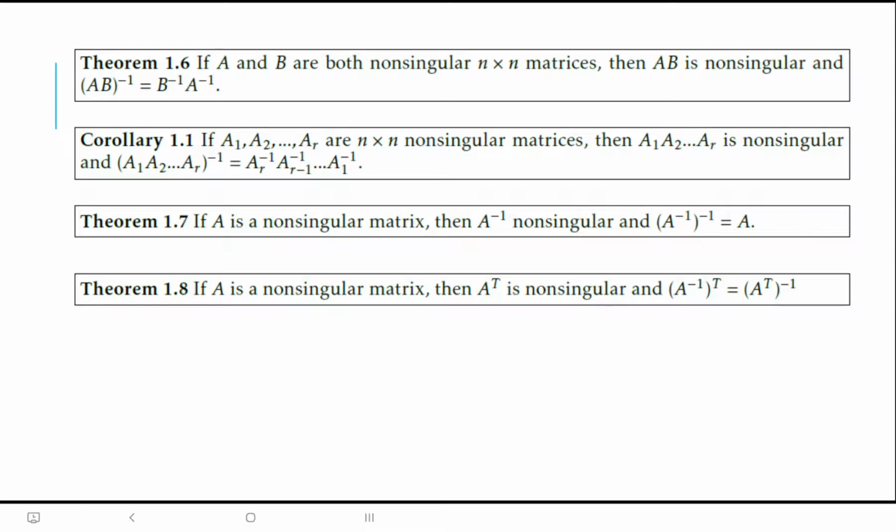Okay? Suppose now, application naman ni transpose at saka ni inverse. So, suppose that A is non-singular, then its transpose is also non-singular. Furthermore, we have A inverse transpose is just equal to A transpose inverse. Okay?